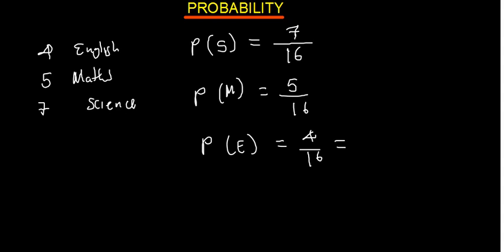Now 4 out of 16, 4 can go into 4, 1. 4 can go into 16, 4. So you need to leave your probability in simplest form. So we're going to give it as 1 over 4. That is going to be the answer. Is this okay? Yes, it's okay. All right.